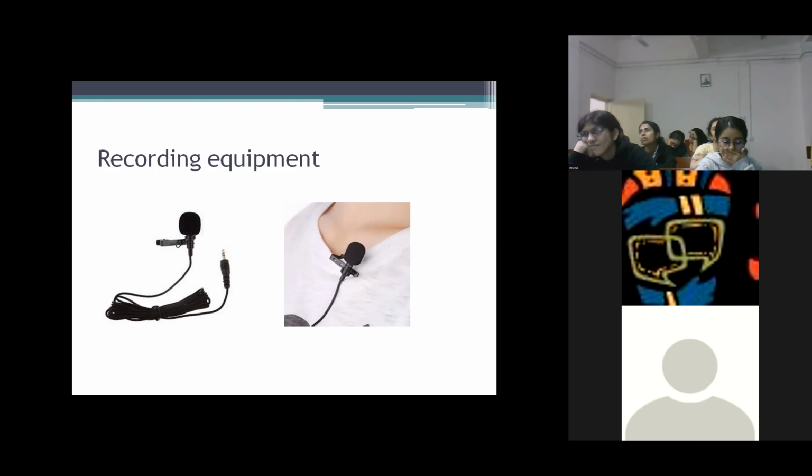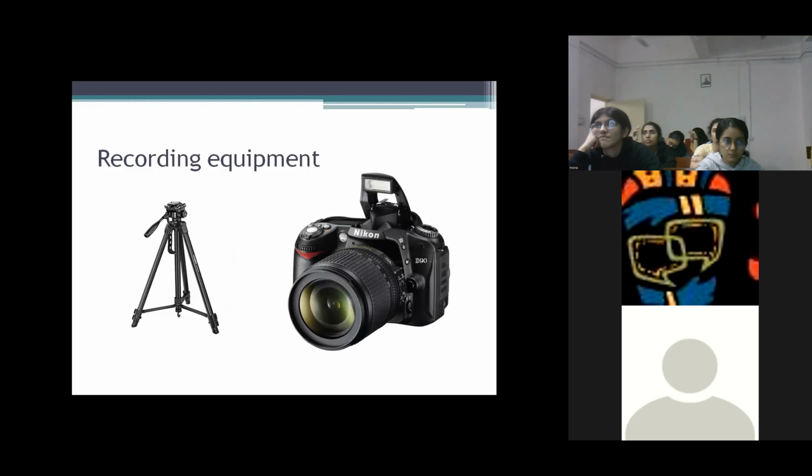So microphone is always your best friend. If you do not have, and again this is only if you are working with your phone and not using a separate recorder, separate voice recorder, then you need to have a tripod and a camera. Camera, again, when you're not working on your phone or when you're not using your phone. If you're working your phone, well and good.